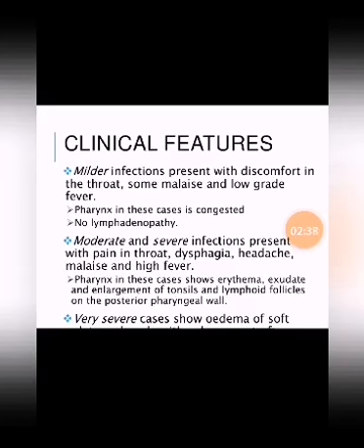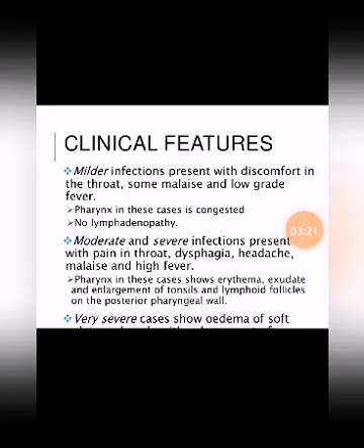Now, what are some clinical features of acute pharyngitis? Some cases are mild, some moderate, and some very severe. In mild infection there is discomfort in the throat, sometimes malaise and low-grade fever, but fever and malaise are very rare. Discomfort in the throat is common. The pharynx is congested and no lymphadenopathy occurs.